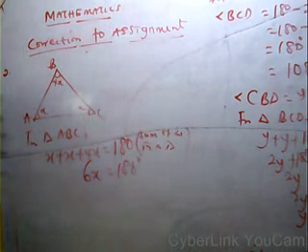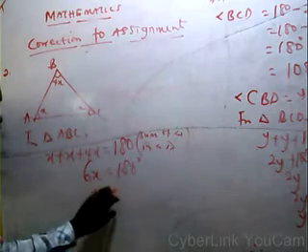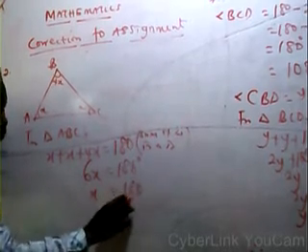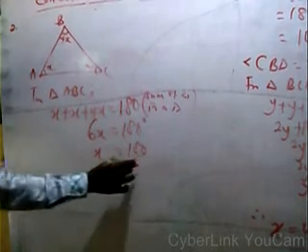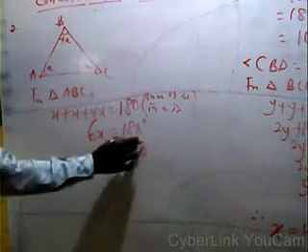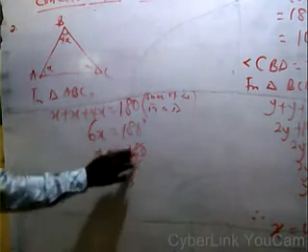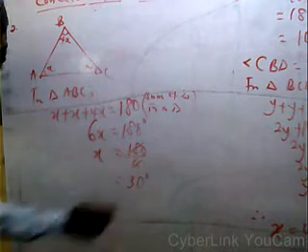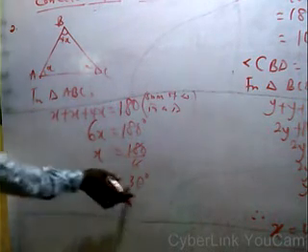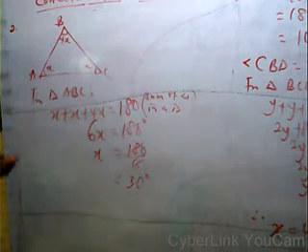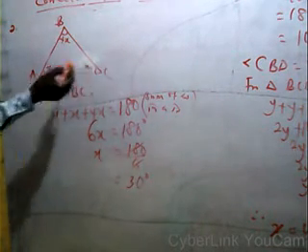So what do you do now? You divide through by 6. So you're going to have x equals 180 divided by 6. And what is that? 6 in 18 is 3, and you have 0. Right? So your x is 30. Meaning that the base angle will be 30 degrees.